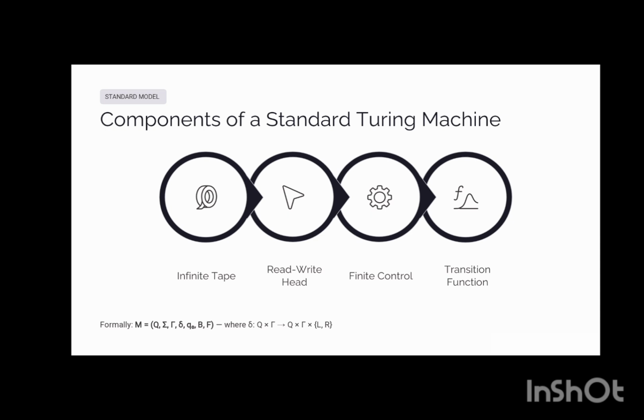components of the standard Turing machine: defined as a 7-tuple (Q, Σ, Γ, δ, q0, B, F). Q is states, Σ the input alphabet, Γ the tape alphabet, δ the transition function, q0 the start state, B the blank symbol, and F the accept states. Single tape and single head serve as the basic model.